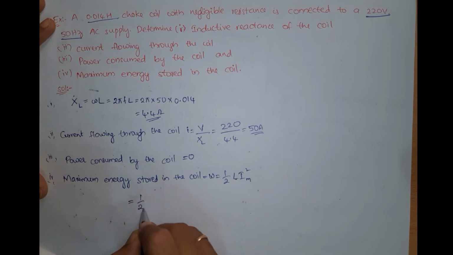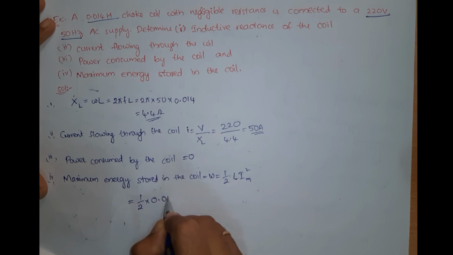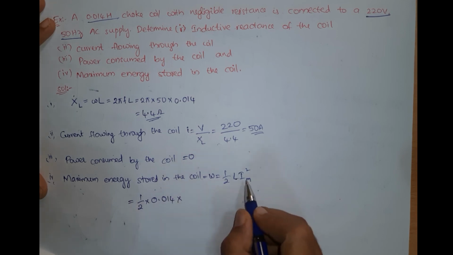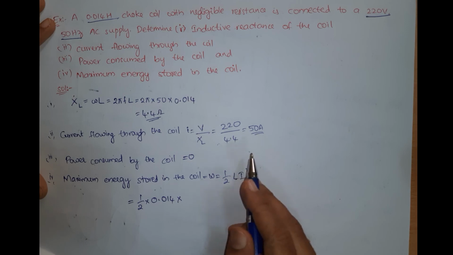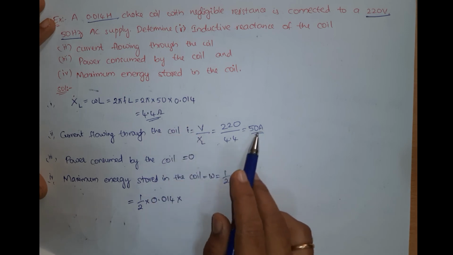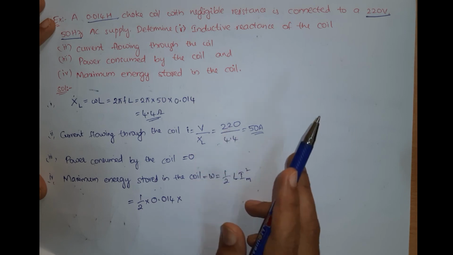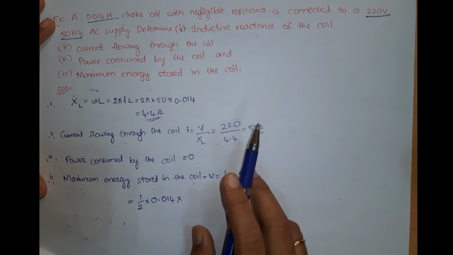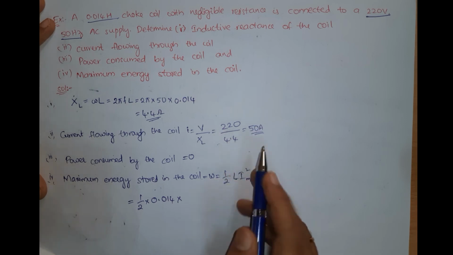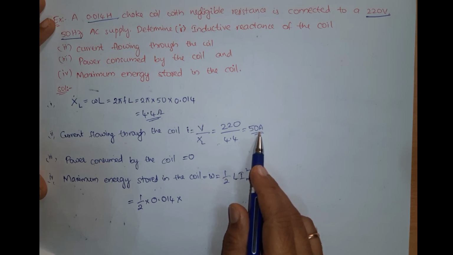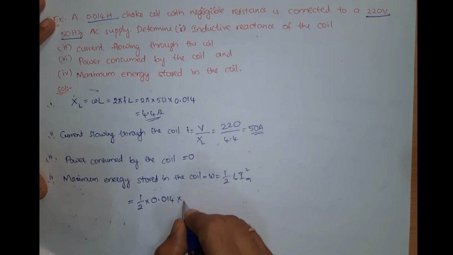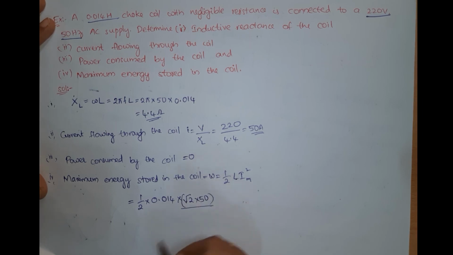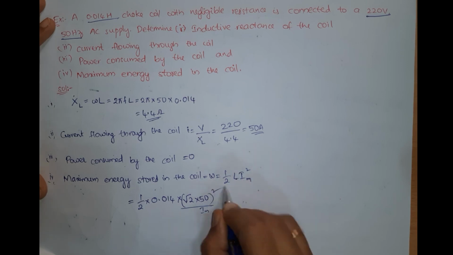So this comes as half, L value is 0.014, into Im square. But here the given value, the value whatever we have found out, will be the RMS value. Why? Because 220 we have taken as VRMS. I have already told you that regarding AC, the problems will be given in terms of RMS, right? So this will be the RMS value of the current. To convert it into peak value or maximum value, what do I have to do? Multiply it with root 2. Root 2 into 50 becomes the value of Im now. So Im square, don't confuse with it. This is Im.